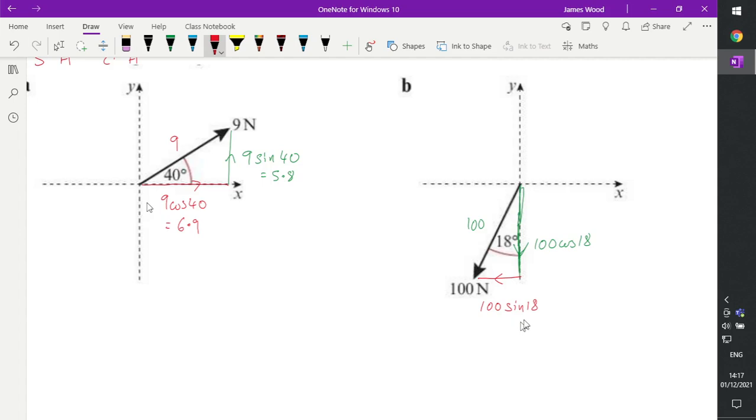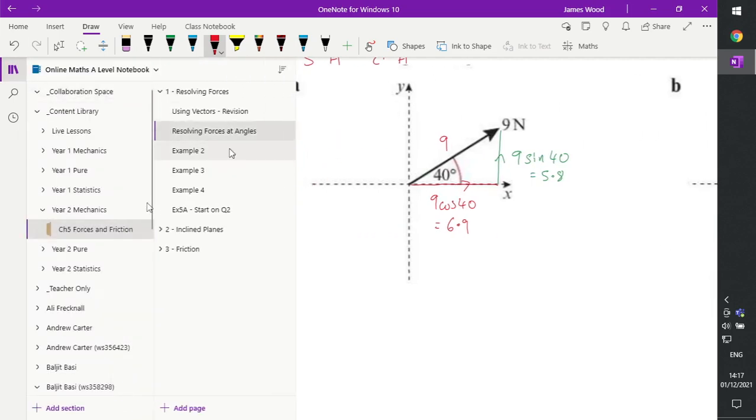If you've got two colours like I do, I would definitely suggest using that as well to help you. It tends to help students make it a bit clearer.